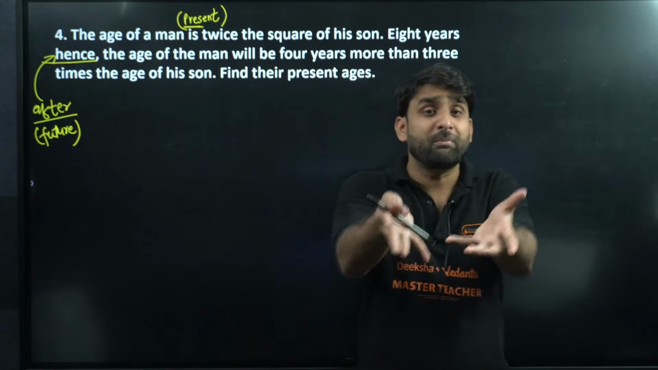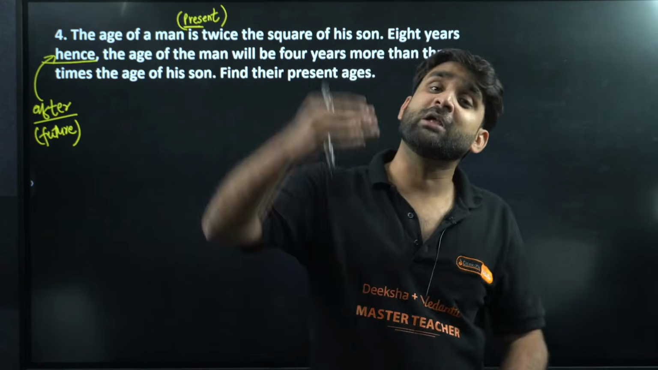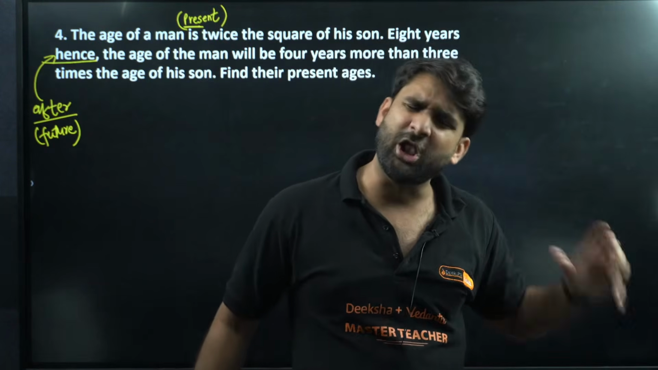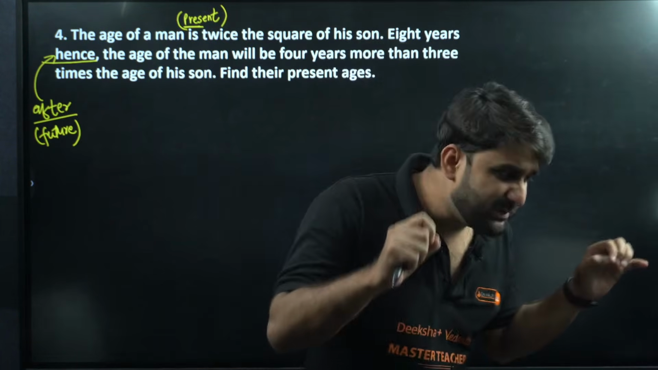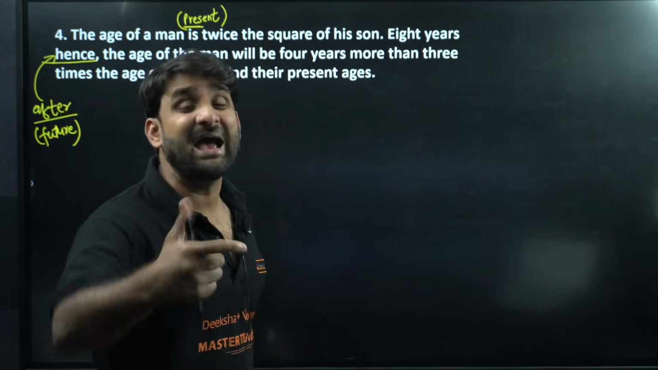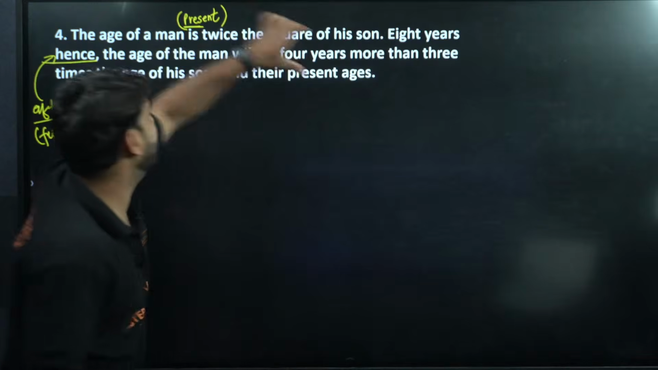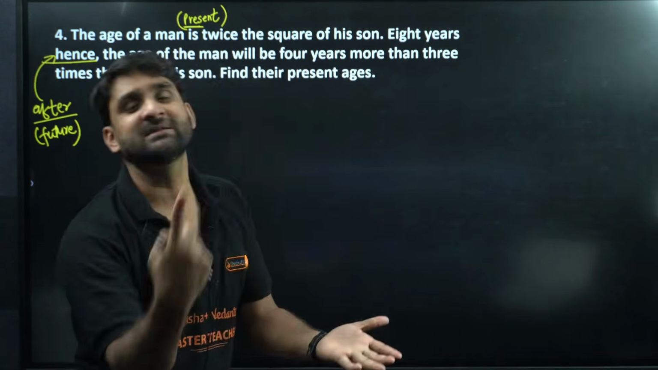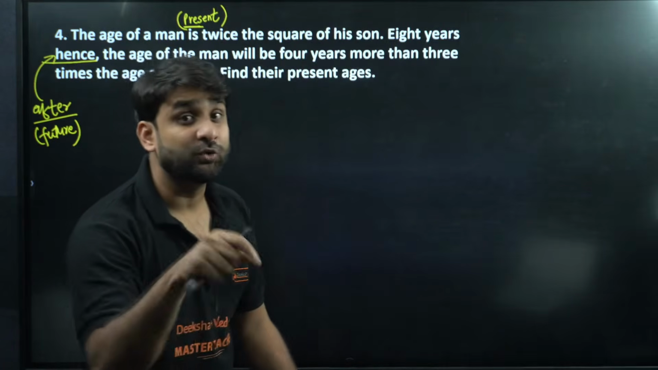If you don't know the present ages of a person, how can you find the age after 3 years? How can you answer the age before 3 years? You cannot. So in age-based questions, what do you need to do? Always suppose the present ages as X and Y. In this question, how many persons are there? 2 persons, father and his son.